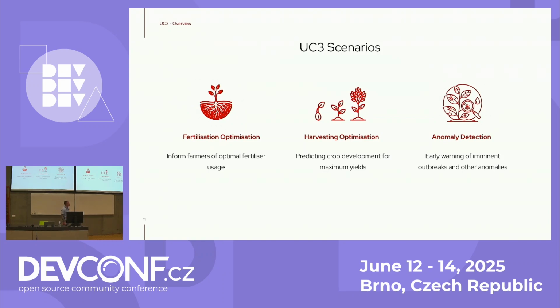So this is providing the farmer with an early warning sign of imminent outbreaks or other anomalies. So this can be human intervention, can be weather, pests, diseases.